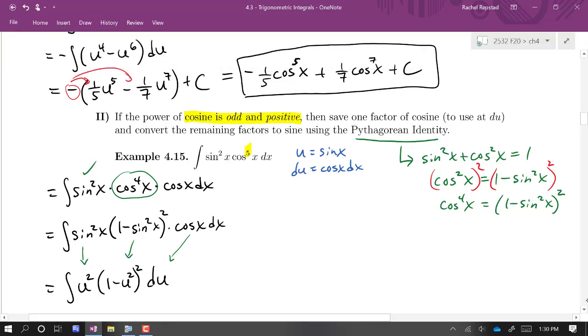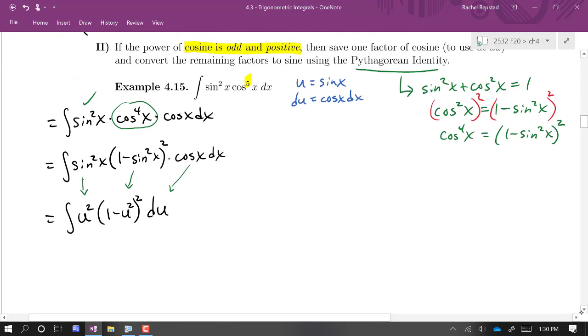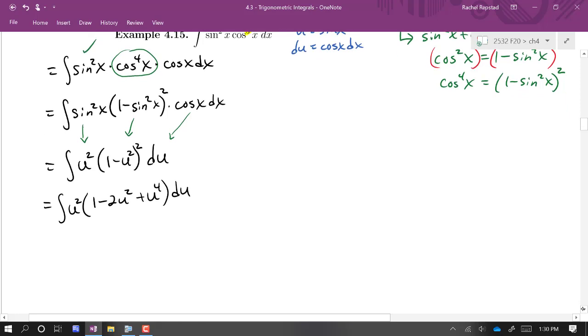And this integral that we have written with u's really is a polynomial. It isn't multiplied out, but it's a polynomial. I've got positive integer powers on u. Let's do some algebra and expand this. If we FOIL out the (1 minus u squared) squared, we get 1 minus 2u squared plus u to the fourth. And then we'll distribute that u squared. So we've got u squared minus 2u to the fourth plus u to the sixth.